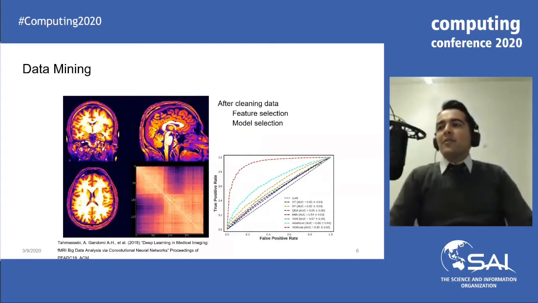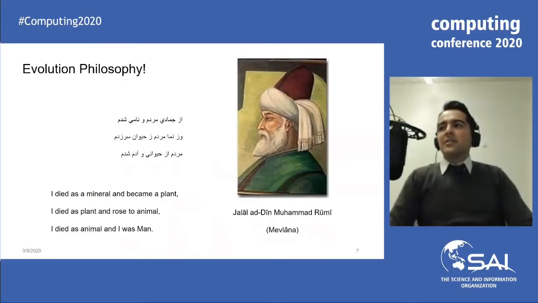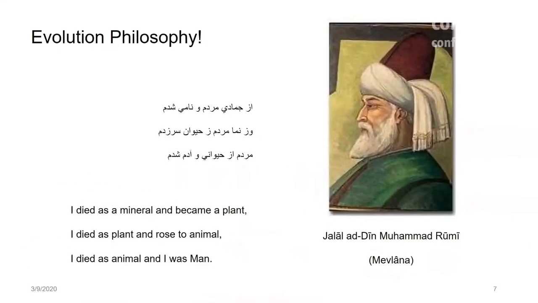So, speaking of evolution, we should go back to evolution philosophy, which came from Rumi, also known as Maulana. He was a 13th century Persian poet and philosopher from Greater Khorasan. And Rumi believed in evolution in some sort of Darwinian sense, which you can find in his poems. Like, in Persian, which means: I died as a mineral and became a plant, and I died as a plant and rose to animal. I died as an animal and I was man.